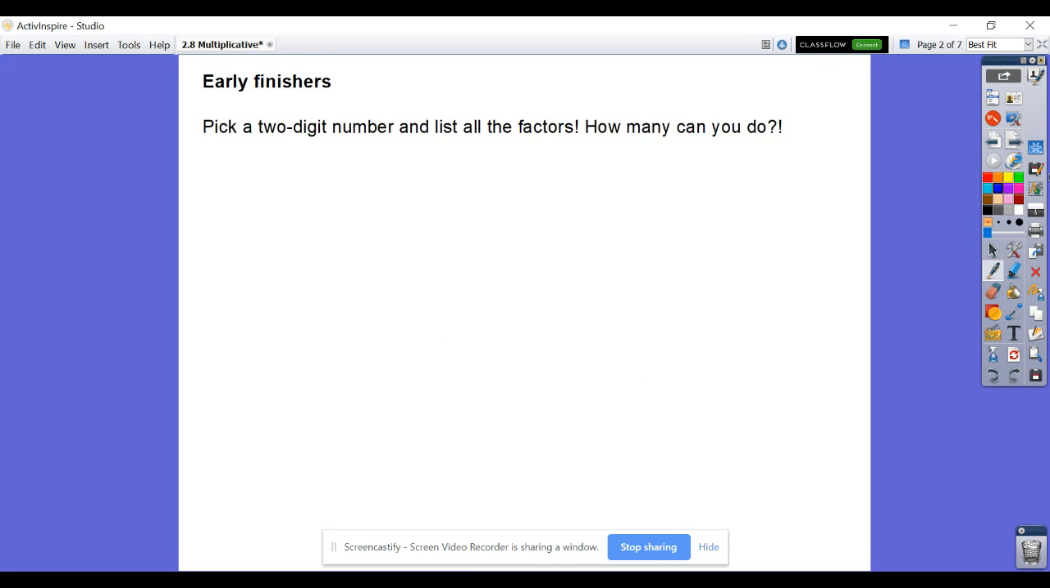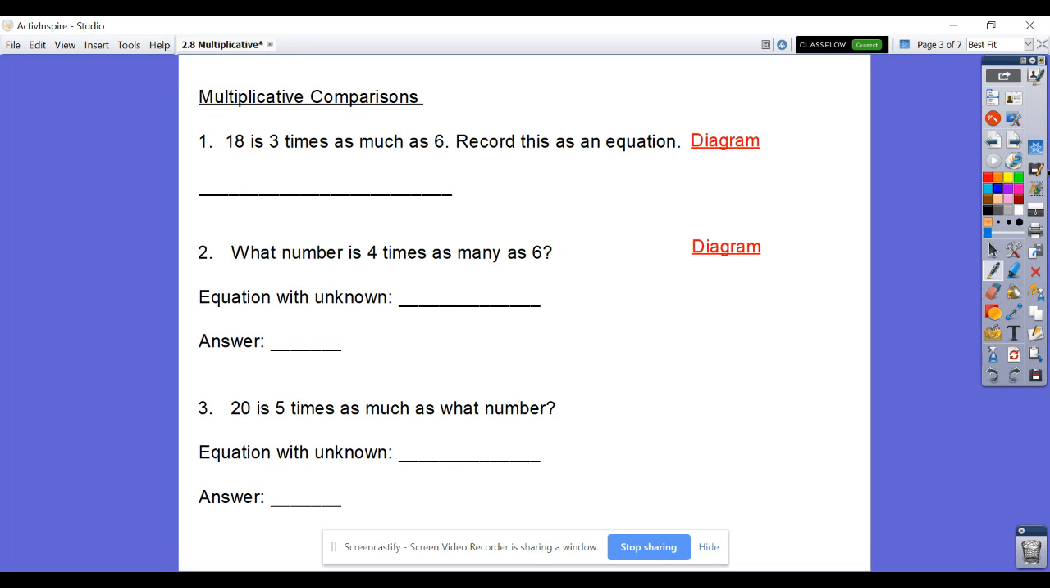Now today, we are going to talk about multiplicative comparisons. Say that phrase, please. Multiplicative comparisons. It means we're going to be comparing numbers and doing so with multiplication. Let's look at this first one. 18 is 3 times as much as 6.